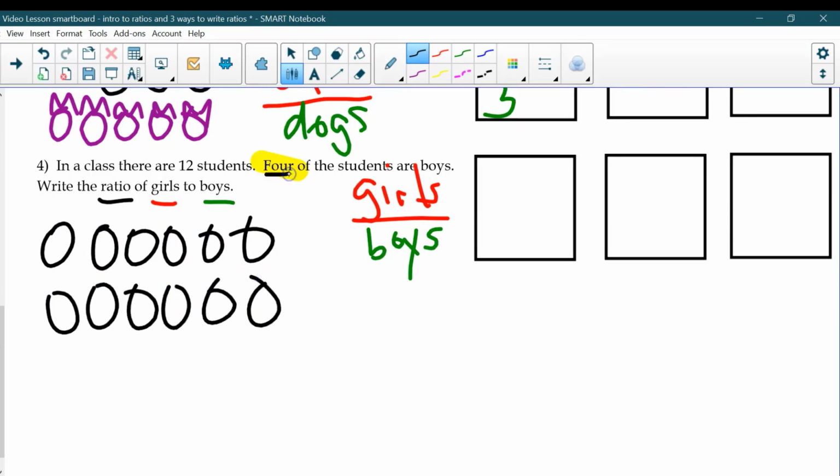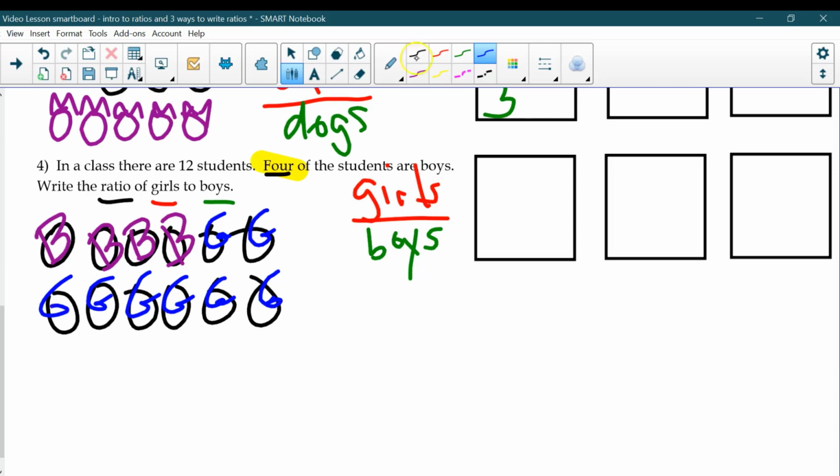And then it says 4 of them are boys. Okay, so I'm going to make 4 of these. 1 boy, 2 boys, 3 boys, 4 boys. So then you would assume the rest are girls. So how many girls are there? Well, there's 1, 2, 3, 4, 5. These are G's. 6, 7, 8. 8 girls. So if 4 of them are boys, you know that the rest of the students would be girls. Okay? So now we can write our ratio.